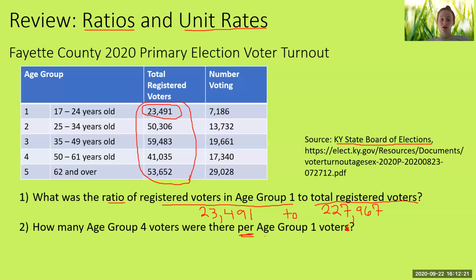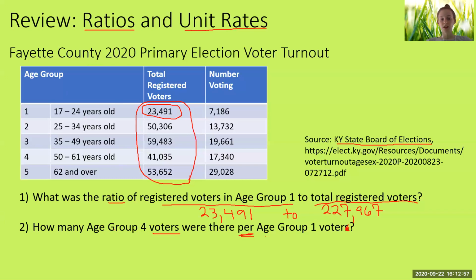So we're talking about the number of people in this one group per 1 voter, right? So comparing the number of voters in age group 4 per age group 1 voter. Now, these are actual voters we're talking about. We're not talking about registered voters anymore. We're talking about those people who actually went out and voted, the people in the voter turnout, right? People who turned out to actually vote.